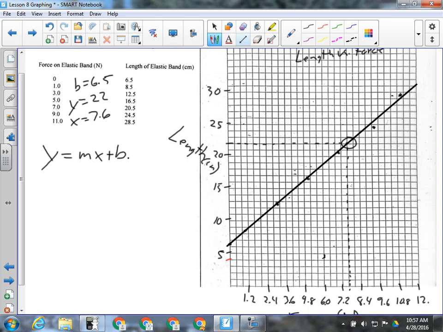Okay, so now I'm going to manipulate for m. So to do that, what do I move first? Subtract the b, right? Move what's not attached first. So y minus b, I just calculated the rise of the graph. The difference between b here and y here is how much the line went up, the rise of the line. Okay, and I'm going to divide that by x. Well, since x is 0 here at my y-intercept, this x value, 7.6, is also the run of my line. Everybody follow there? Okay, so I'm going to have 22 minus 6.5, so y minus b divided by 7.6.